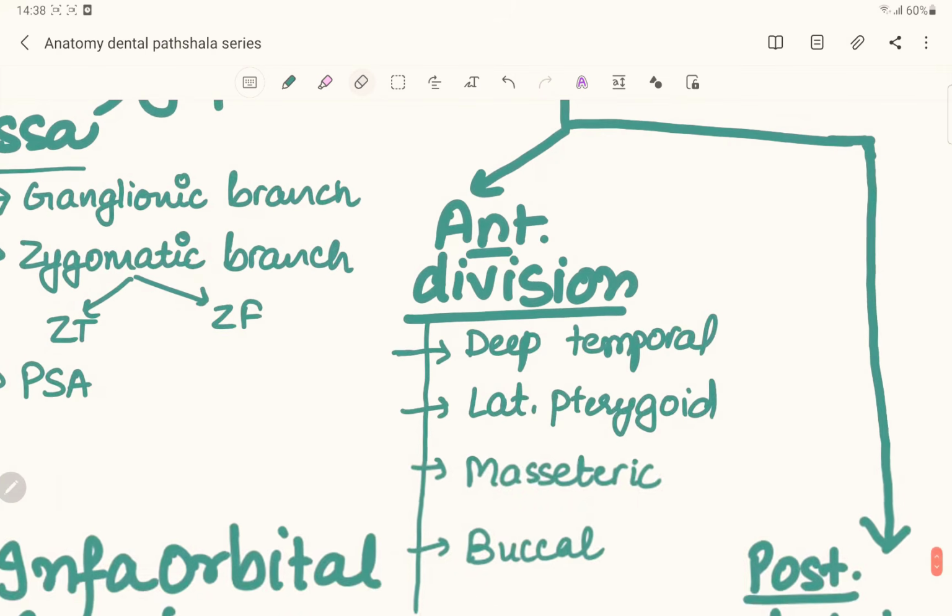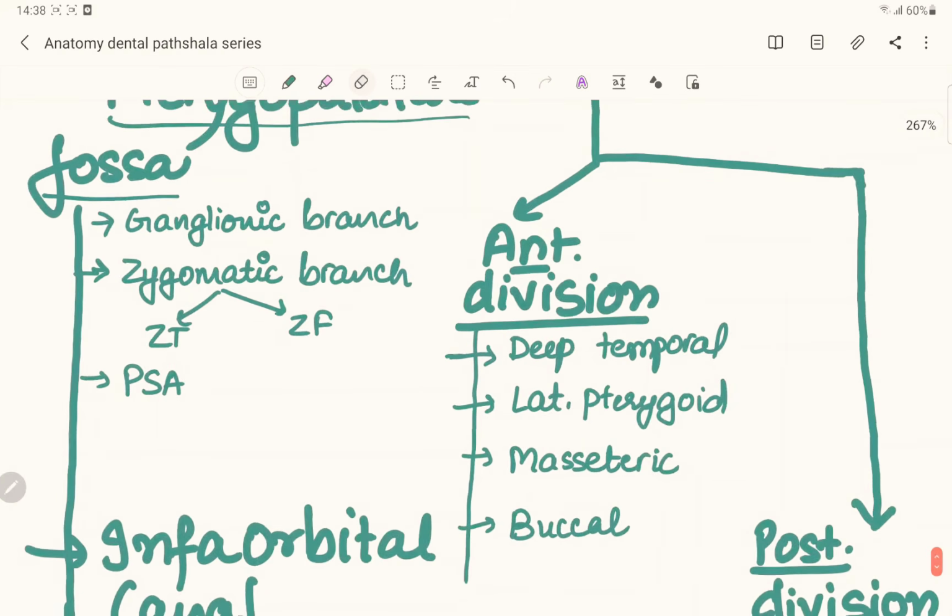Talking about the two divisions of the mandibular branch of the trigeminal nerve, we have the anterior division and the posterior division. The anterior division supplies all the muscles of mastication except the medial pterygoid, because the medial pterygoid is supplied by a direct branch, which is the nerve to medial pterygoid.